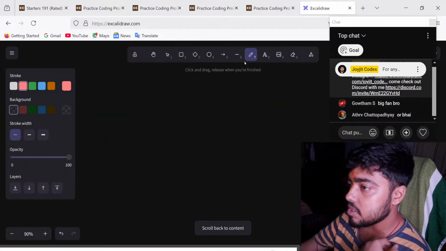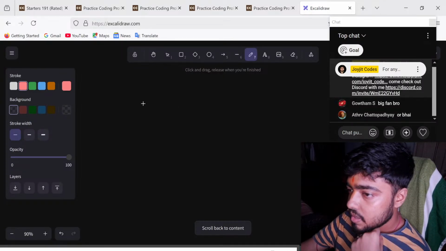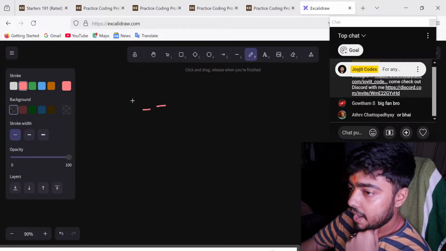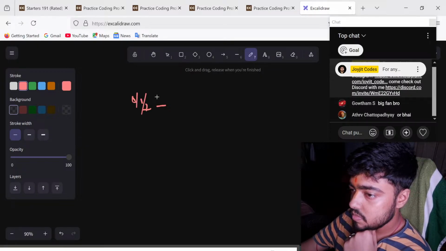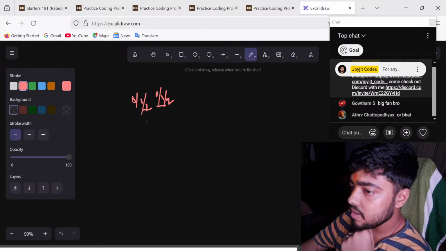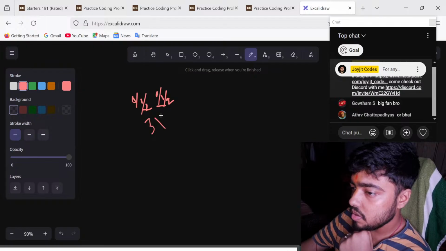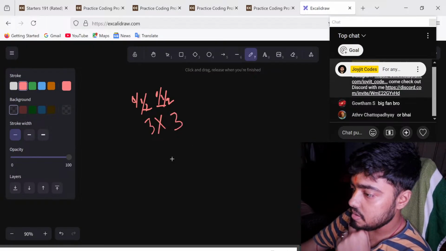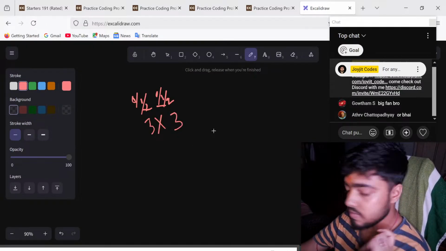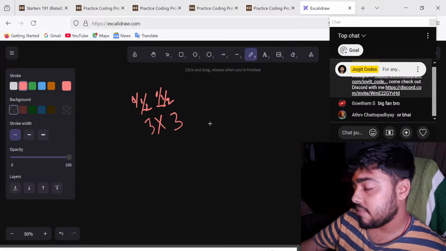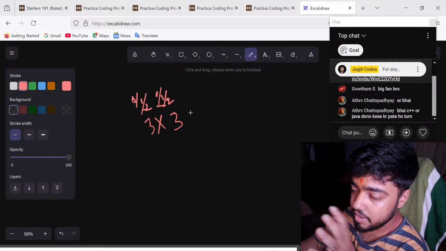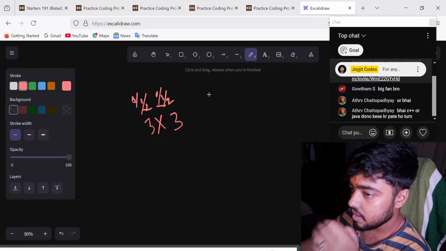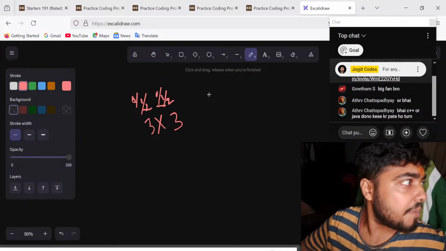So, how many possible ways can this happen? There are two positions, and over here there can be a 0, 1, or 2, and over here also 0, 1, or 2. So there are 3 into 3 conditions. And how many of them will be satisfying and how many will not be satisfying, that is our aim.